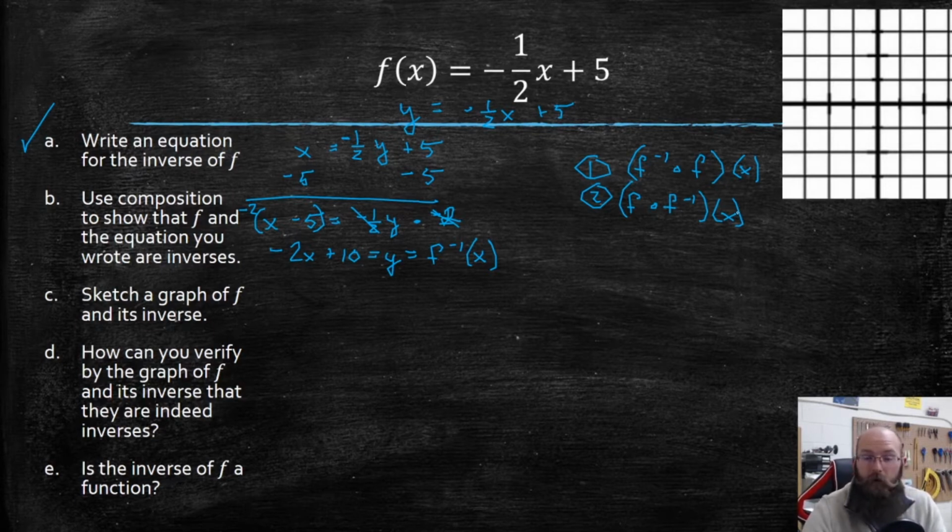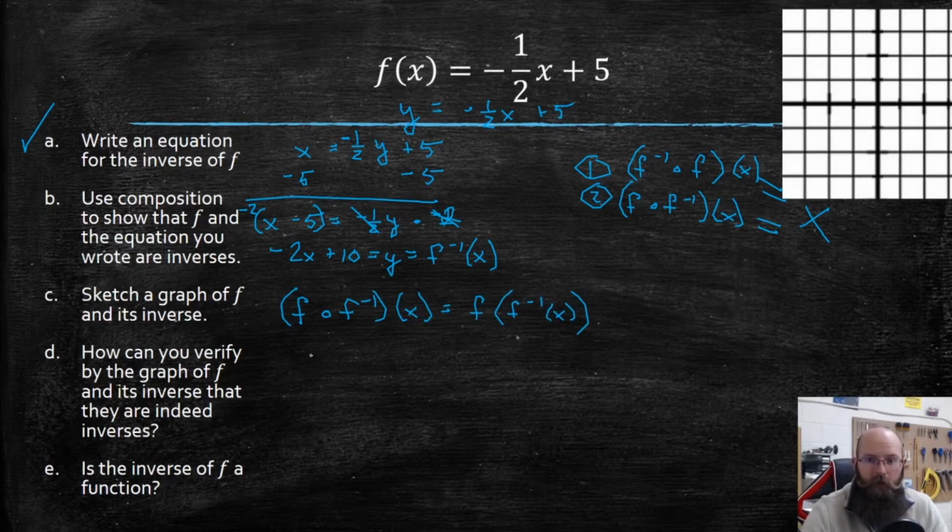And then sometimes it won't work for either. Sometimes it'll work for both. And if it works for both, we're good. It needs to work for both. And what I mean by working is these things should both end up equaling x. If they equal x, we're good. All right, well, let's try it out. Let me do f composed of f inverse first, just for funsies, which means f with my inverse function plugged into it.